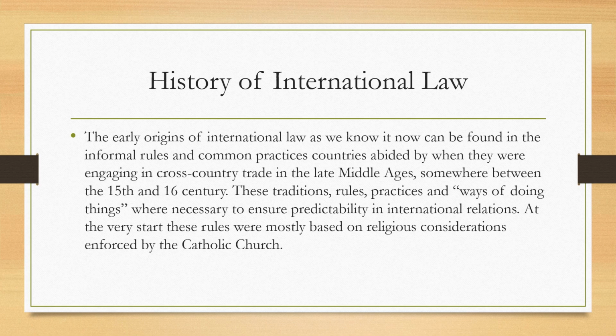The early origins of international law as we know it now can be found in the informal rules and common practices countries abided by when they were engaging in cross-country trade in the late Middle Ages, somewhere between the 15th and 16th century. These traditions, rules, practices, and ways of doing things were necessary to ensure predictability in international relations. At the very start, these rules were mostly based on religious considerations enforced by the Catholic Church.